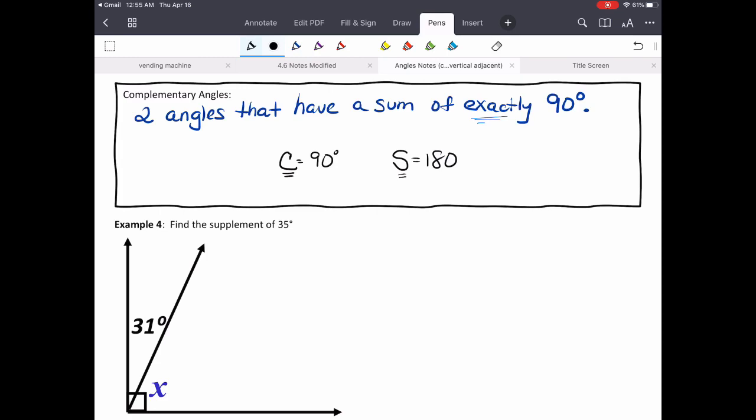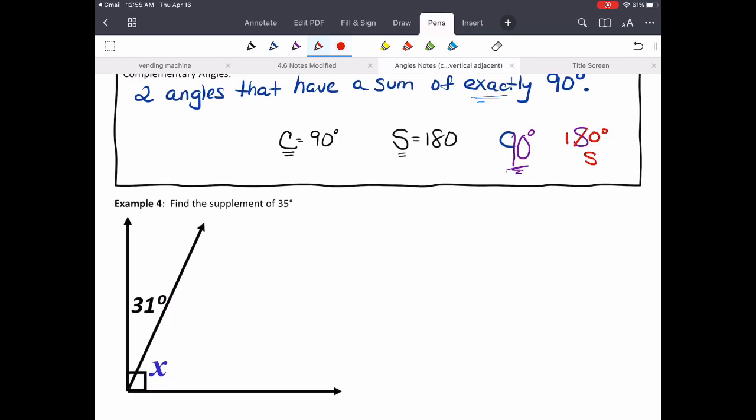I've also had students in the past say, you know what, a C, and you really have to stretch your imagination here, kind of looks like a 9, so 90 degrees. And that's complementary, of course. And they'll say the S, again you have to stretch your imagination a little bit, kind of looks like an 8, and then you get 180, and that's supplementary. So those are ways that you can remember what they are. Some people are just like, I just know what they are, and that's fine.